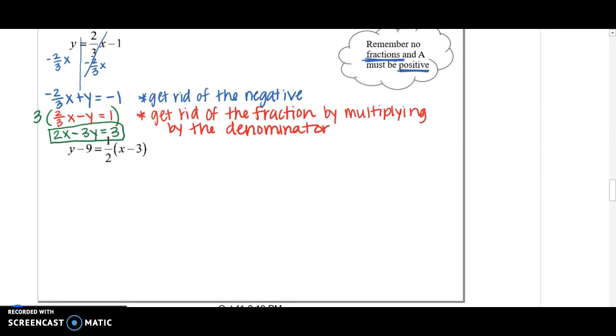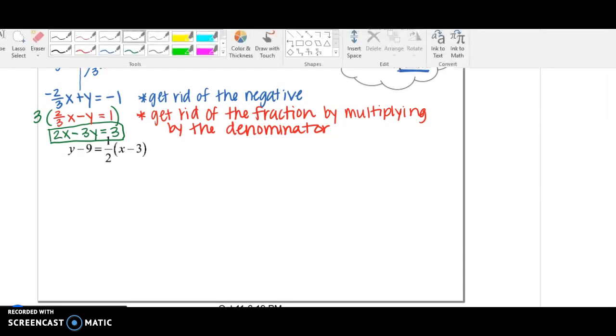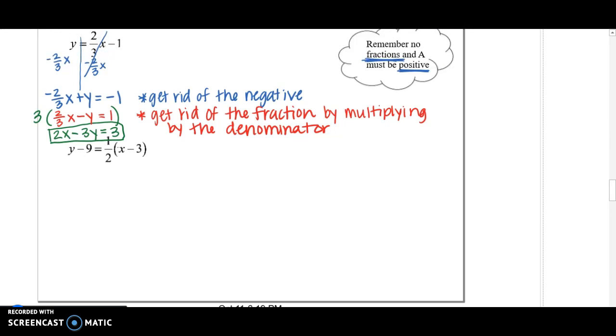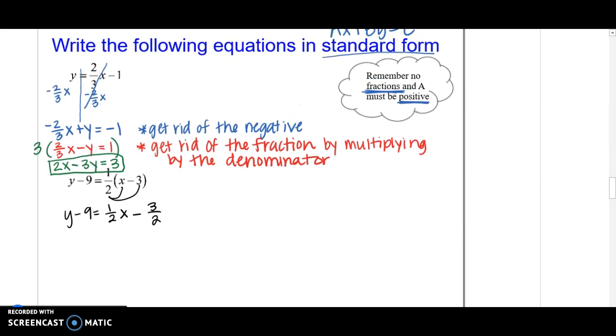Okay, let's go on to the next one and use similar ideas. So this one starts in point slope form. Okay, so we want to get rid of those parentheses, and we're going to do that by just distributing. So we have y minus 9 equals 1/2 x minus 1/2 times 3, which is 3/2. Okay. So same thing over here. We want to get our x and our y on the same side, and we want to get all of our constants over here. So I'm going to take away my 1/2 x and put it over here.